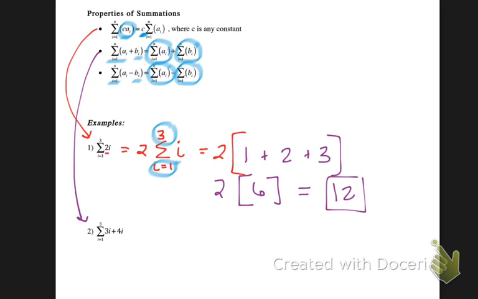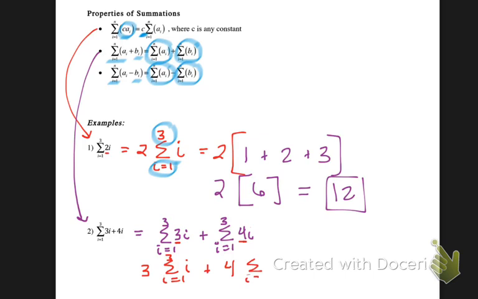So we have this addition, 3i plus 4i. This property allows us to pull them apart so that we have the 3i and then the 4i gets its own summation symbol. Now, you might also notice that the first property is also in play because we have a constant of 3 and 4. So I can pull that 3 out in front of the first sigma, and I can pull the 4 out in front of the second sigma. So this just makes things a little easier.